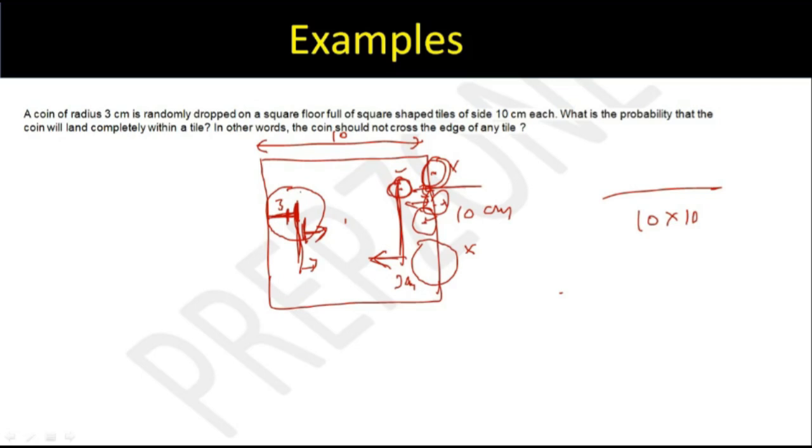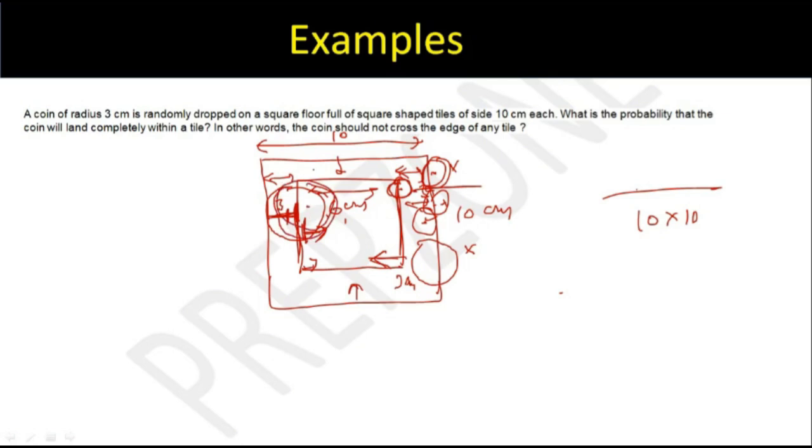Similarly, ऊपर से, similarly नीचे से. यहाँ से भी 3 इधर होना चाहिए, यहाँ से भी 3 इधर होना चाहिए. तो यहाँ से क्या बनता है? You essentially get a favorable square. This is 3, so in total this is a 6 centimeter square. So if the center of the coin is anywhere in it, मान लो यहाँ पे हो गया, then also the coin will be entirely inside this tile.